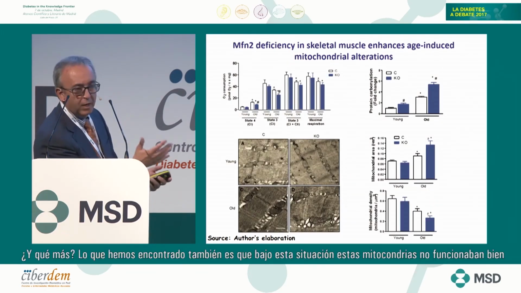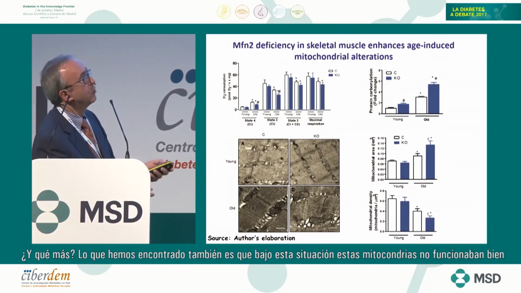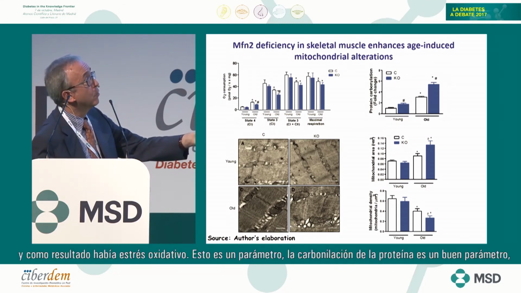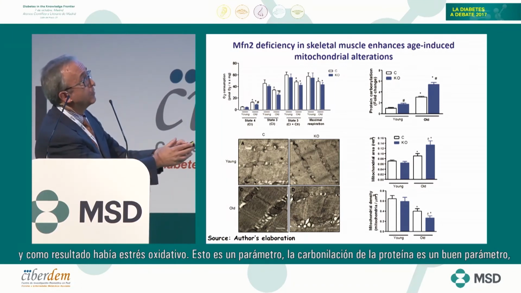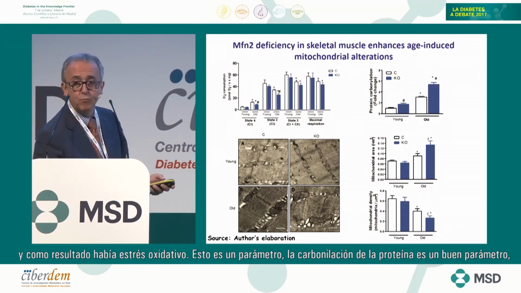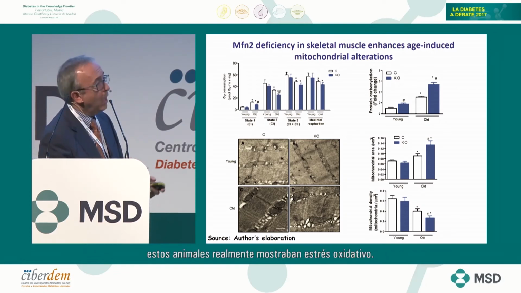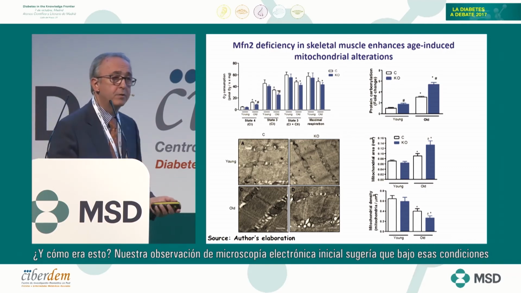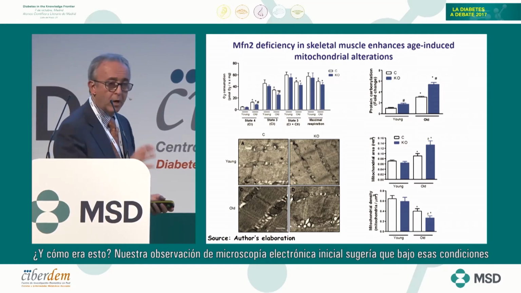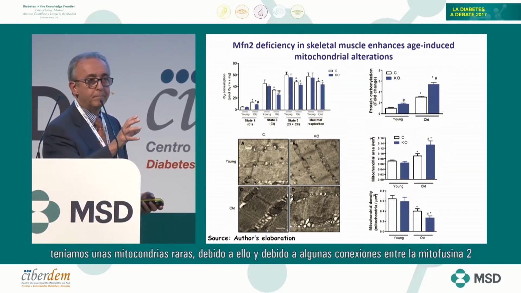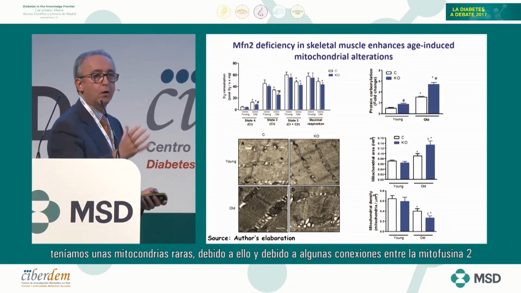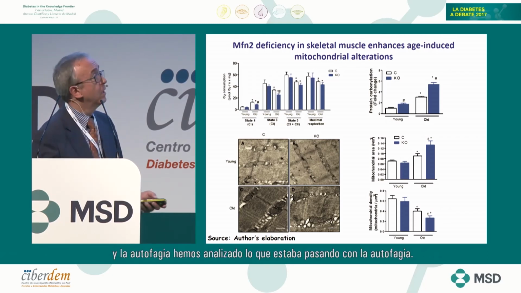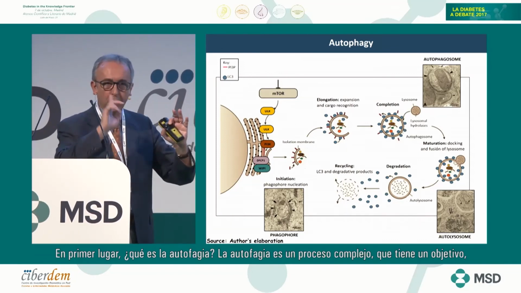Okay, and what else? What we found is that under those conditions, these mitochondria were not working well, and as a result, there was oxidative stress. Look at this: this is protein carbonylation, which is a pretty good parameter for estimating oxidative stress. These animals really show oxidative stress. And how was that? Our initial electron microscopy observations suggested that under those conditions we were having weird mitochondria. So because of this, and because of some connections between mitofusin 2 and autophagy, we analyzed what was going on with autophagy. So first of all, what is autophagy?